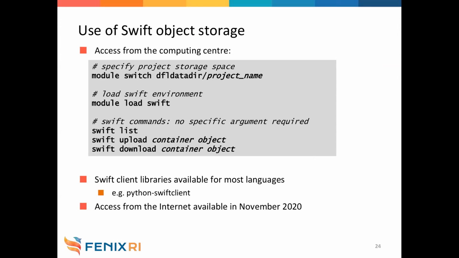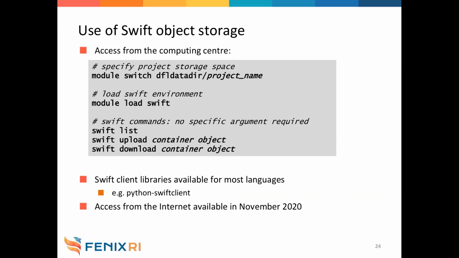This is how to use the Swift object store from the compute center. When you're on the compute center, module switch will select the space where you store the data in Swift. Then you module load Swift. This will define all needed information in your environment to access Swift, and then you can easily access Swift without any other argument for authentication and all of this.